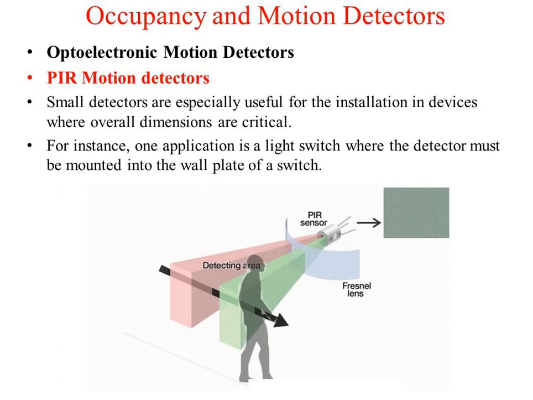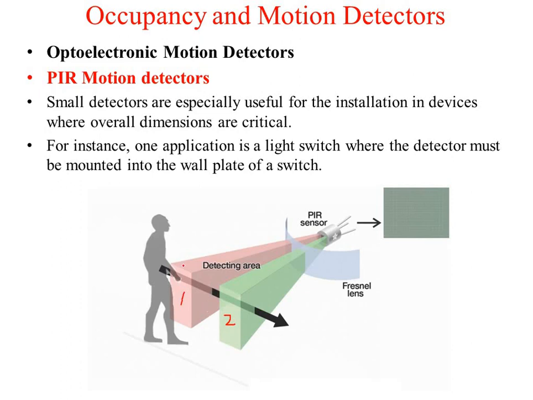So here is the diagram of how it is exactly detected. This is area 1, this is area 2. Sensor 1 will detect and sensor 2 will detect, and here you can see how exactly it is working.